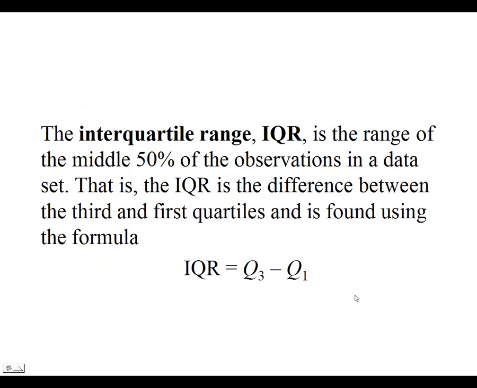Now, the interquartile range is a value that tells us the middle 50%. So the IQR, or interquartile range, is simply the upper quartile minus the lower quartile, or as you can see, Q3 minus Q1.